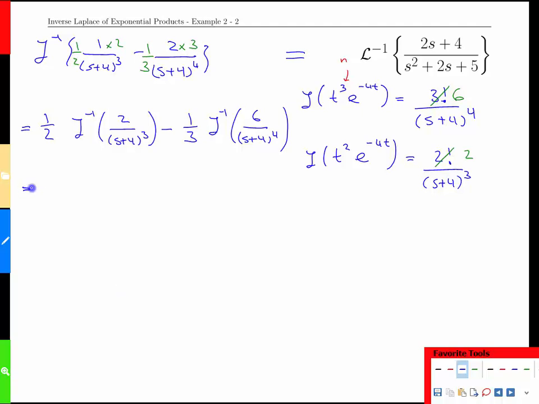So we can copy down the answer: 1/2 the inverse of 1 over s plus 4 to the power 3 will be t squared e to the negative 4t, and we'll have negative 1/3 the inverse with the 4th power. That was this expression here. When we invert, we go back to the t values, and we have t cubed times e to the negative 4t.